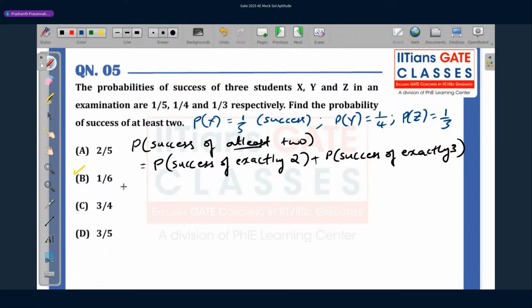The next step, success of exactly 2. I'll take this as probability of x into probability of y, the probability of z dash. Okay, this is just one case. What do I mean by this? Probability of z dash is the probability of failure of z.